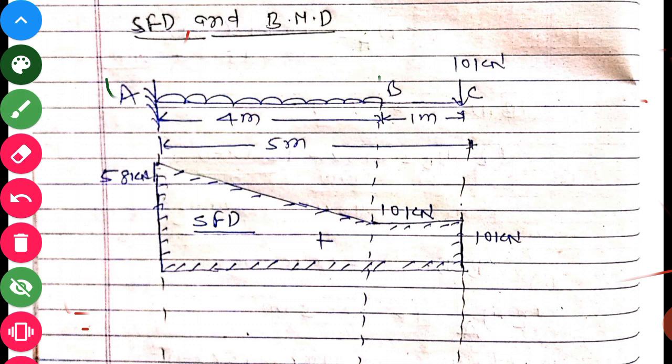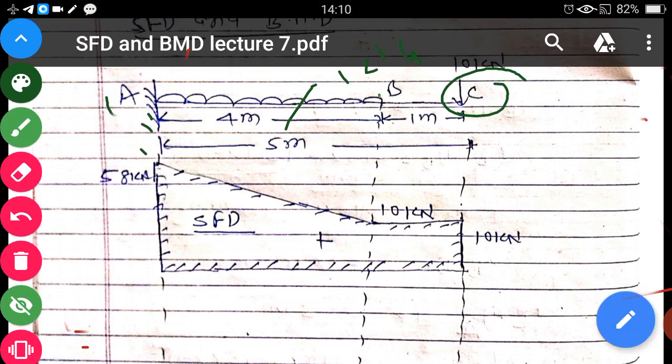That is a question having one side fixed and loaded with a UDL over a span of 4 meters from the free end, and having a 10 kilonewton load at the free end. The intensity is 12 kilonewton per meter, and the total distance is 5 meters. So you can see here at C the shear force is 10 kilonewton because it is a vertical load, so it rises vertically.